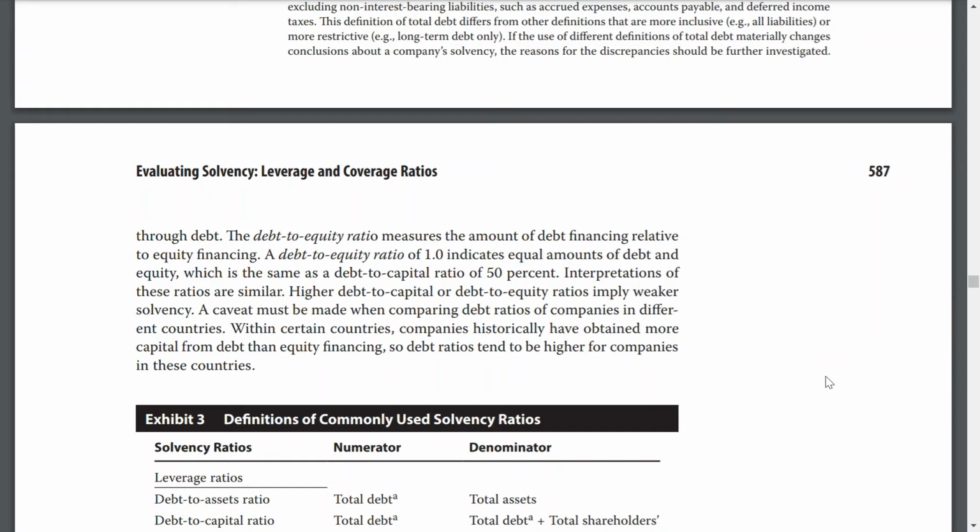A caveat must be made when comparing debt ratios of companies in different countries. Within certain countries, companies historically have obtained more capital from debt than equity financing, so debt ratios tend to be higher for companies in these countries.